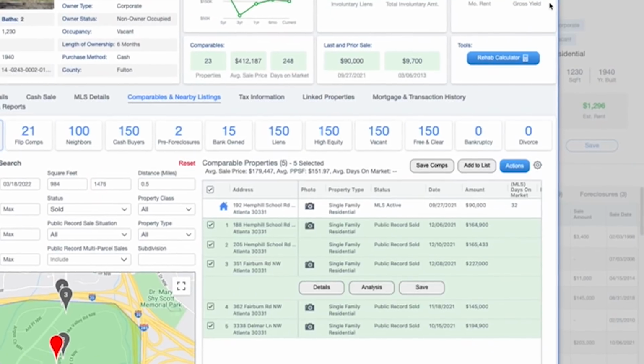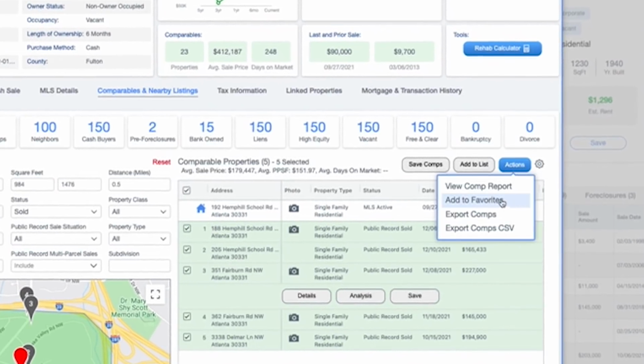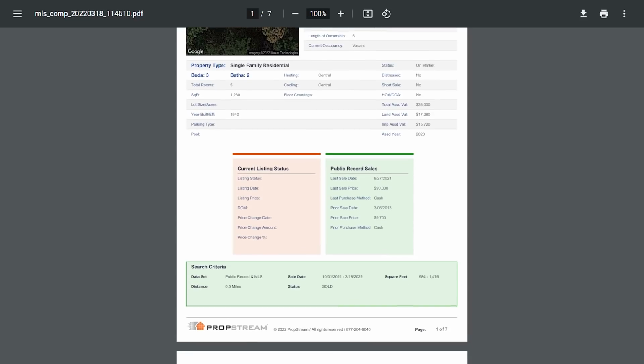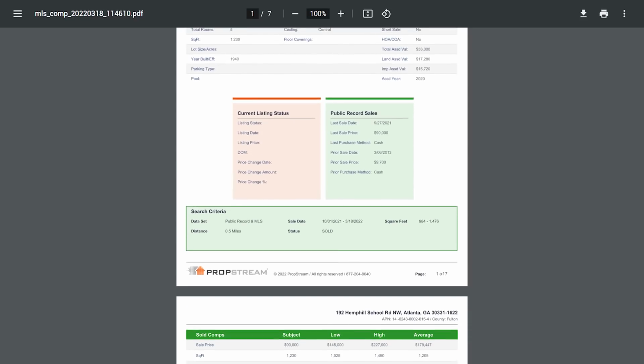If you are gonna run comps on PropStream though, one thing I really like that you can't really do on Redfin is you can select the comps you want and then generate a comp report, which puts all of those comps together in a very organized and professional looking PDF, which is gonna make you seem more professional when you send that to your cash buyers, and it's probably gonna help you create a better relationship with them.